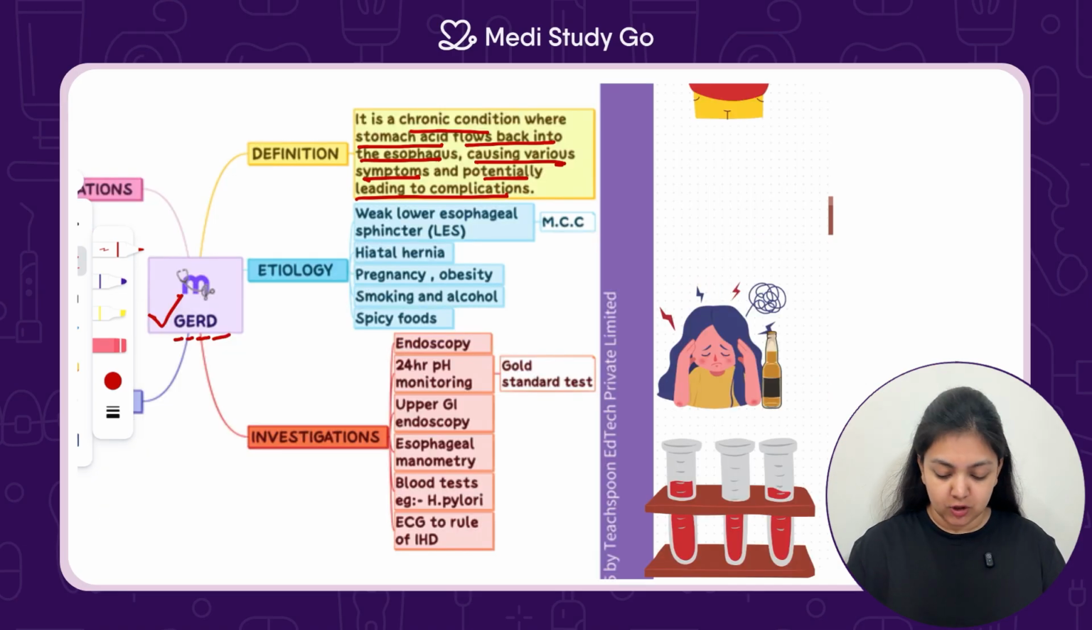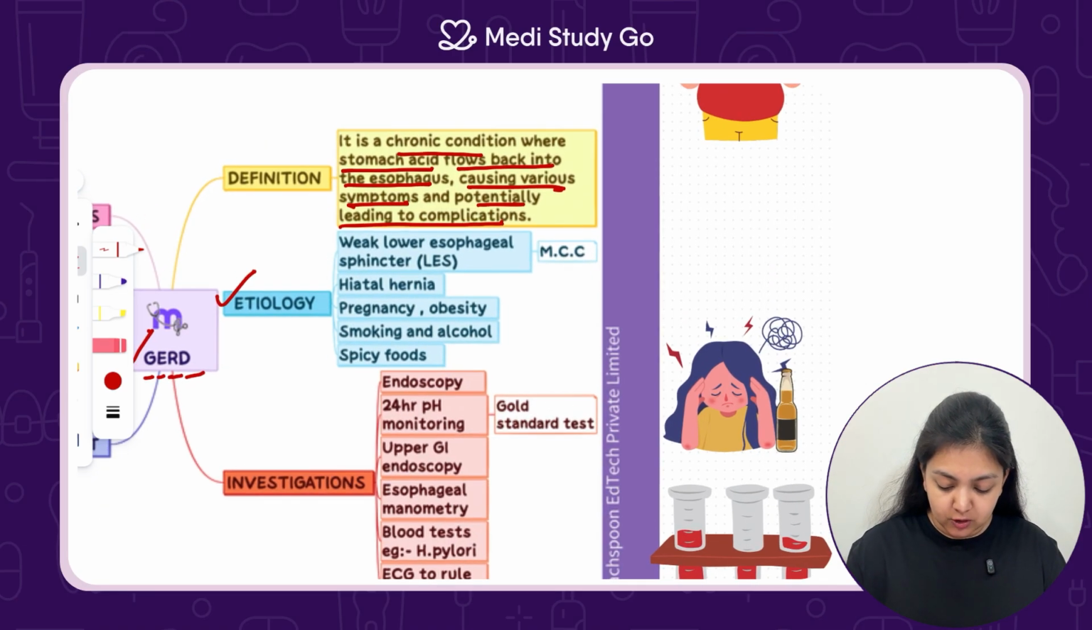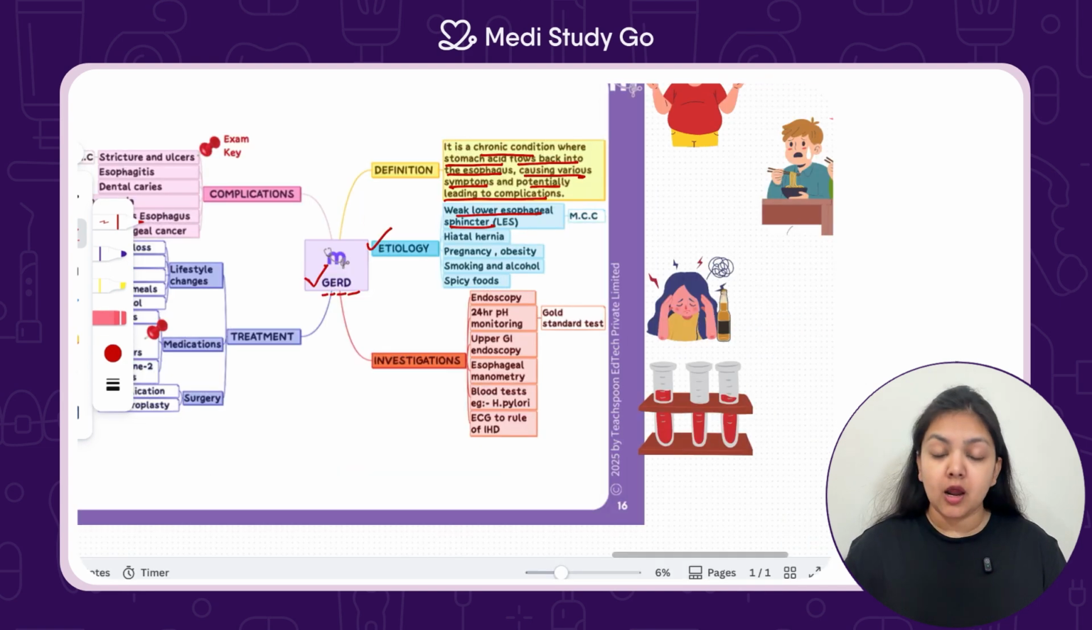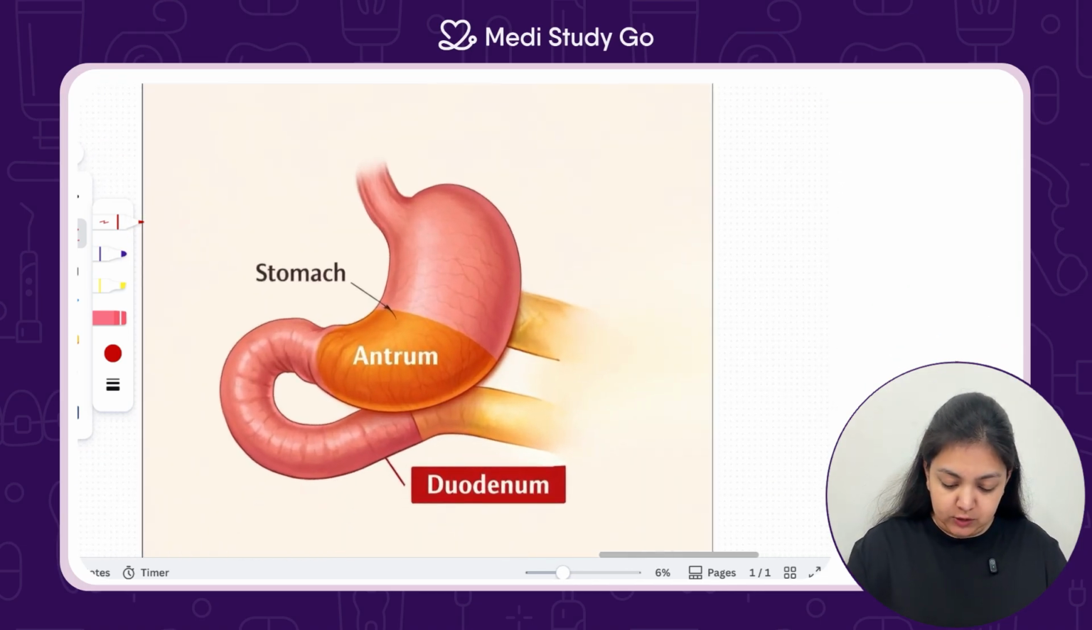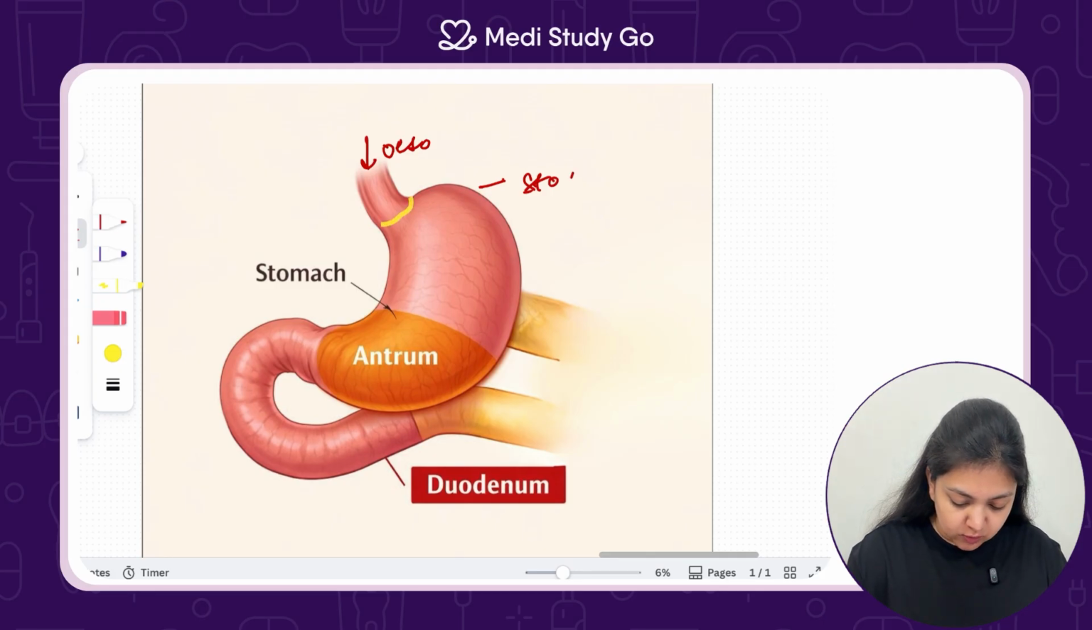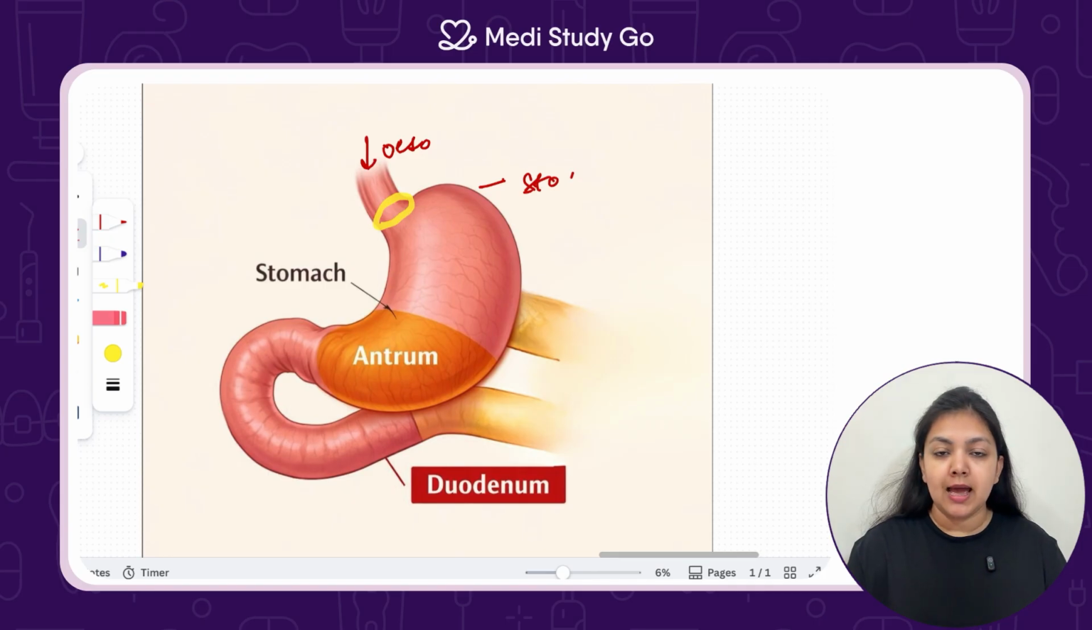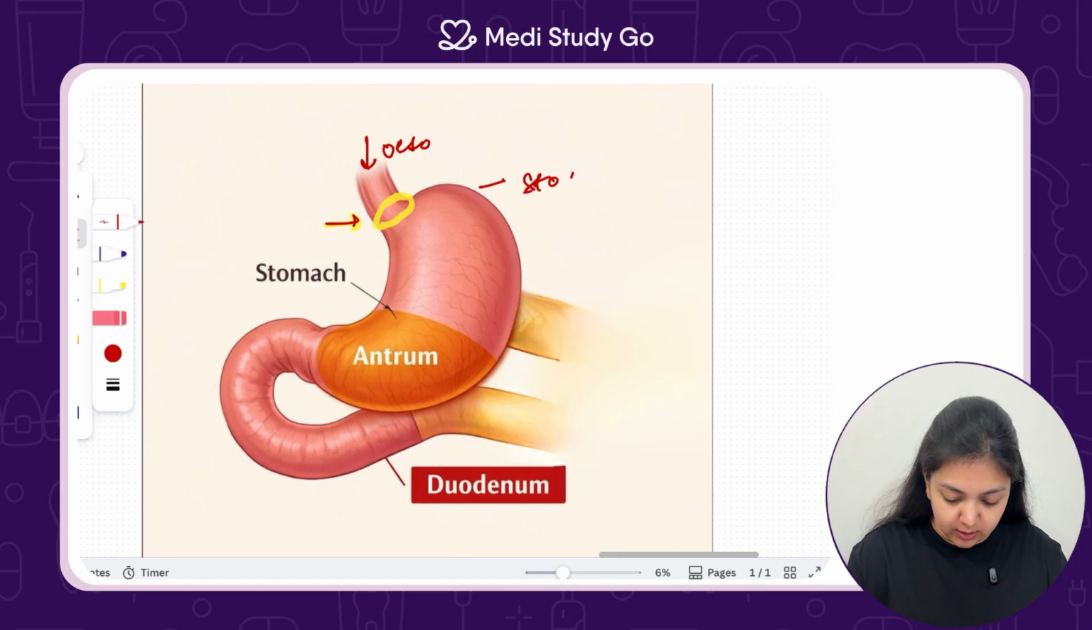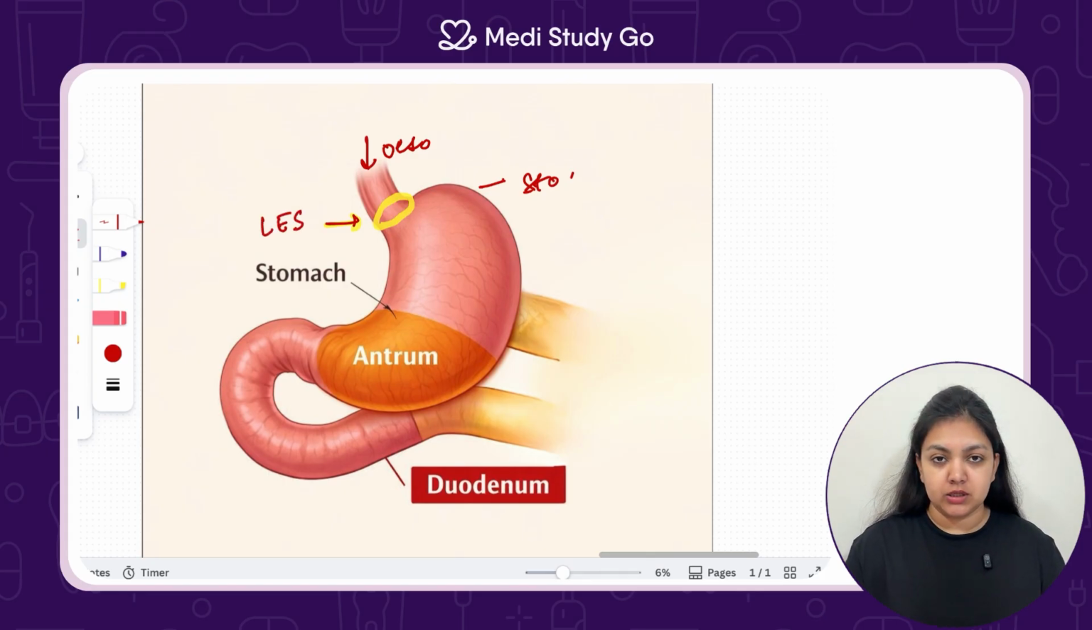Now, what is the etiology of GERD? The main etiology is a weak lower esophageal sphincter. Now, what is LES? To know what is the lower esophageal sphincter, we have this reference diagram. So this over here is the esophagus and this is the stomach. When the esophagus enters into the stomach, this is the ending of the esophagus and the starting of the stomach. So here a sphincter is present, which is called the lower esophageal sphincter because it is lying in the lower end of the esophagus.